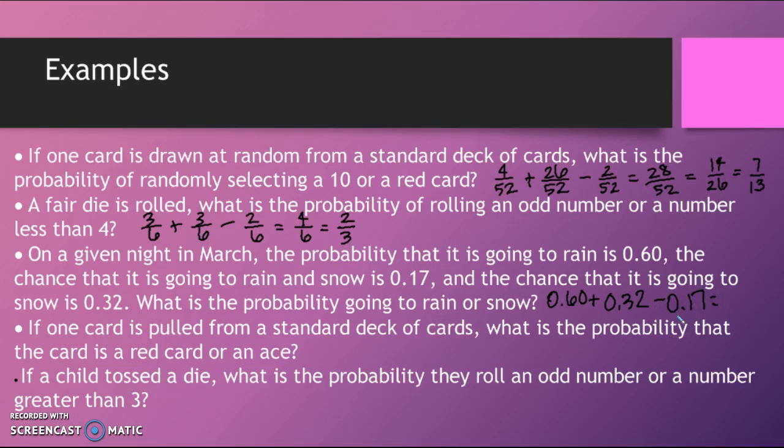So 0.6 plus 0.32 is 0.92. And 0.92 minus 0.17 is 0.75. So the chance that it's going to rain or snow at least one time in that given night in March is 75% or 0.75.